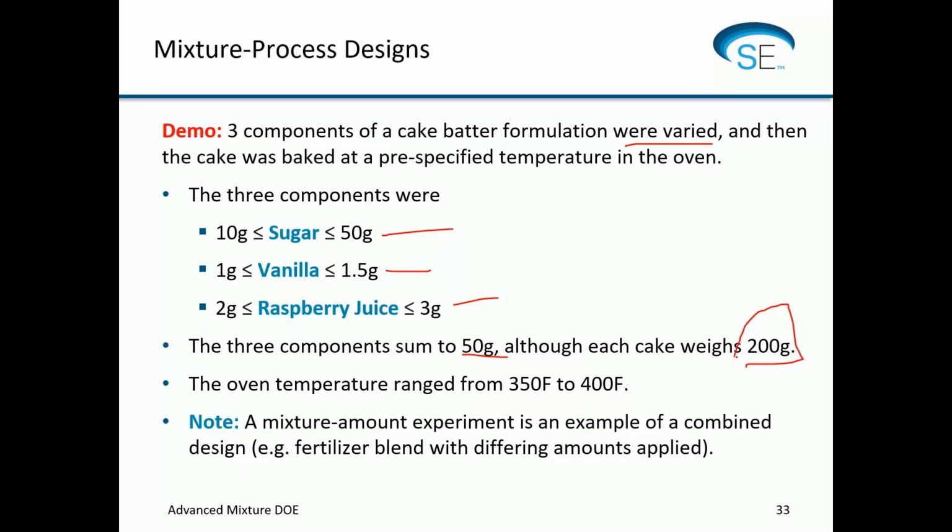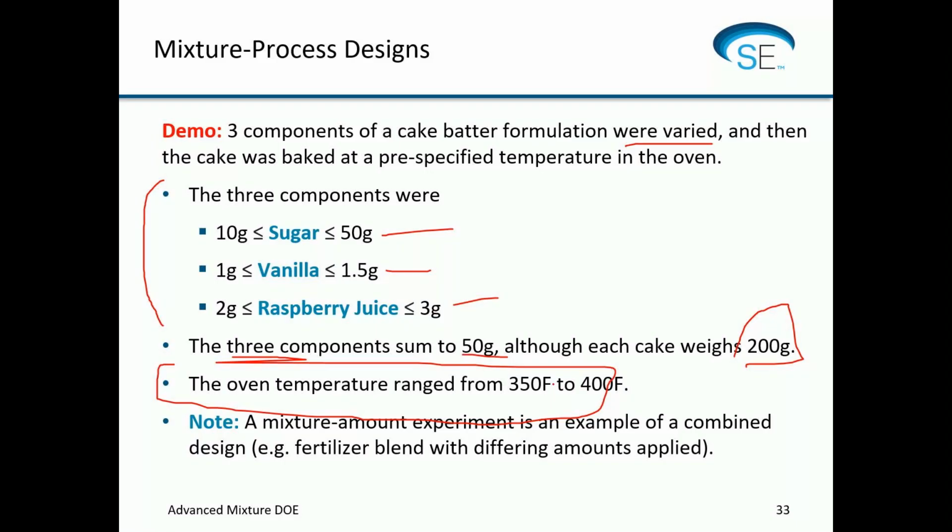So what they're doing is they're holding things like flour fixed, and they're varying the sweeteners, things that make the cake taste sweet. But in addition to working on the cake batter here, they were also tweaking the temperature. It went from 350 to 400 degrees. Okay.